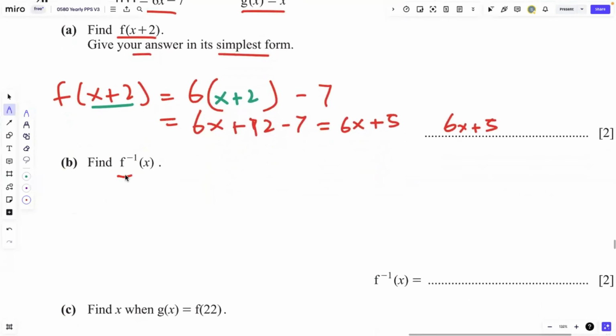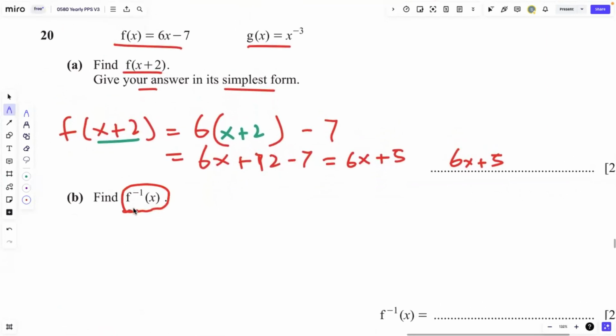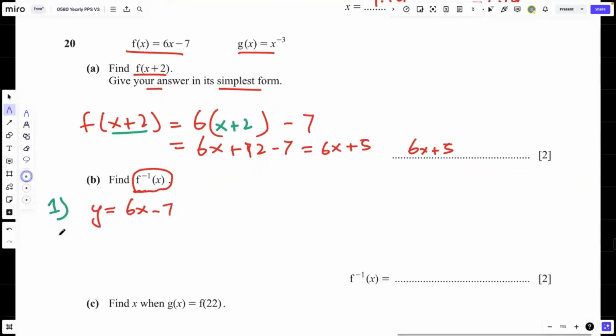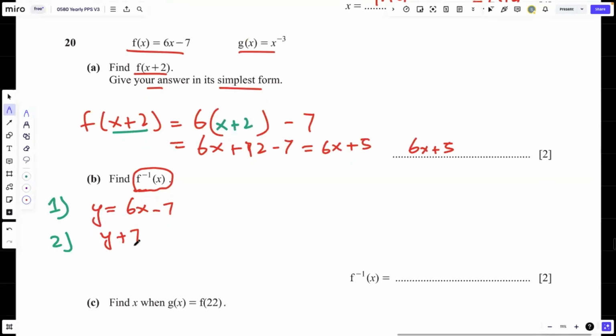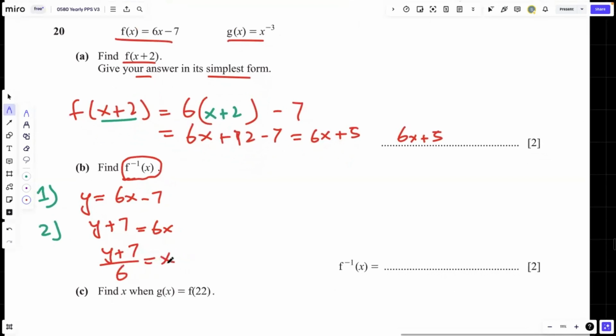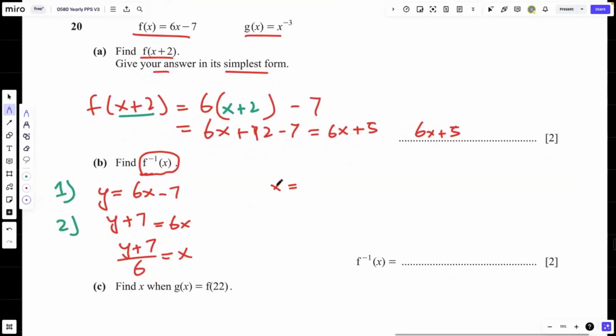The next part is asking us to find what this sign is for. It's not a derivative sign, it's actually an inverse sign. We're supposed to take the inverse of the f(x) function. So step one is that instead of f(x), you write y. So that's y equals 6x minus 7. Step two is you try to make x the subject. So that's y plus 7 goes on the other side and equals 6x. Then you divide by the 6 on the other side. And finally, you have made x the subject. We write this as x equals y plus 7 over 6.